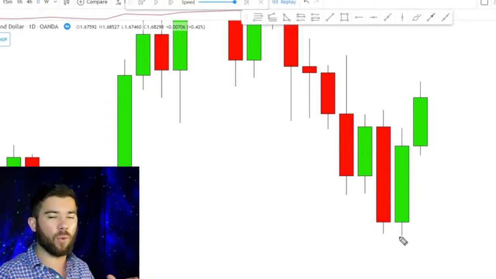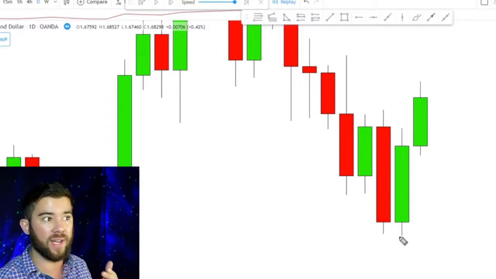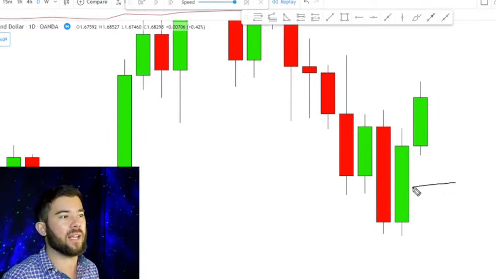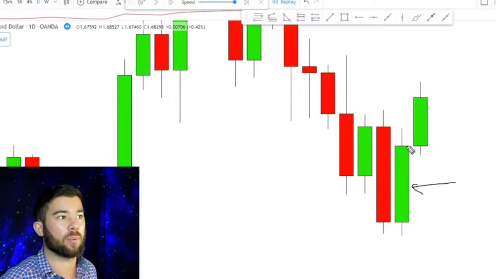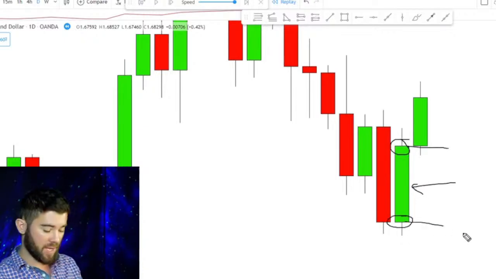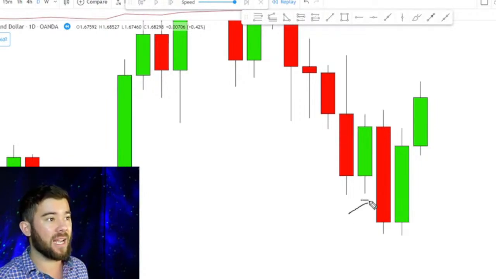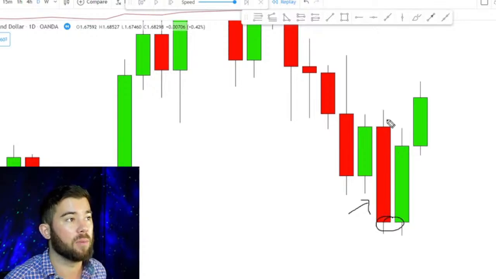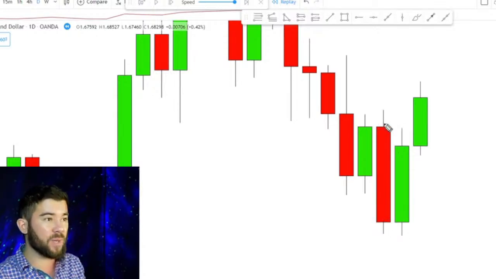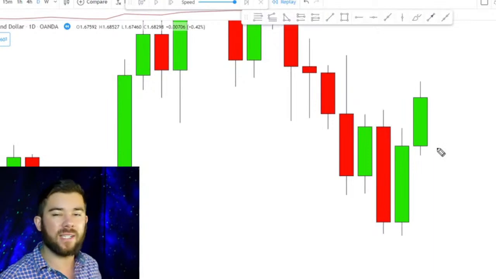So what do each of these candlesticks represent? They represent 24 hours of price movement, or 1 day of price movement. A green candle represents a day where price went higher, or a day where the price closed above where it opened, right? A red candle represents a day when price went lower, or a day where price closed below where it opened.